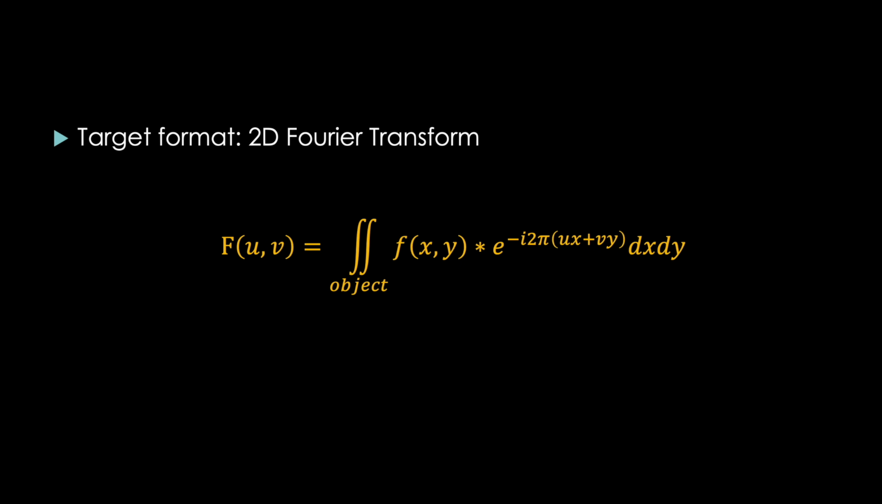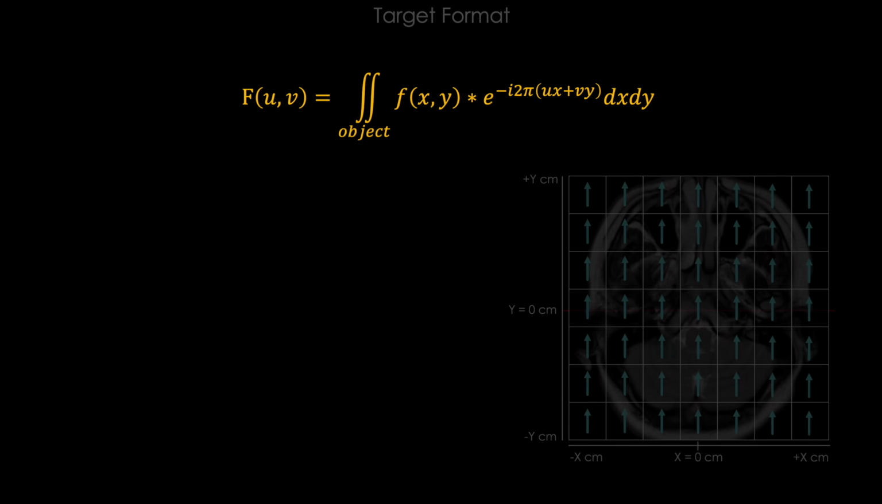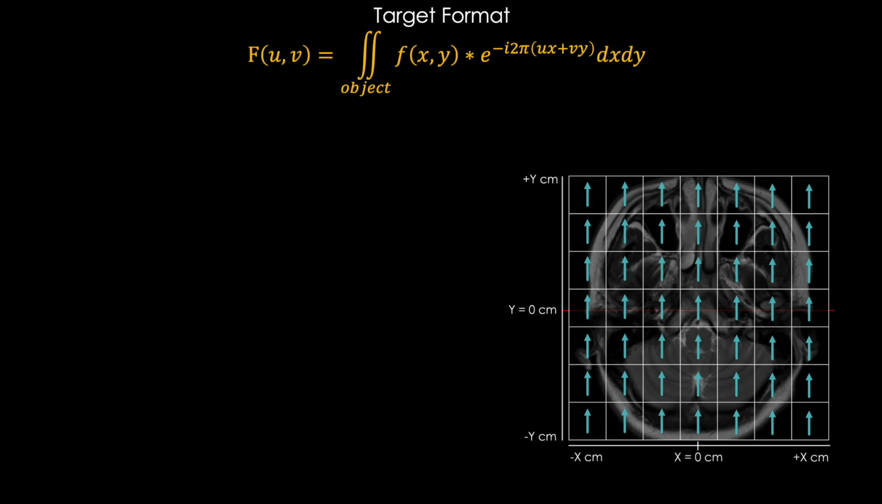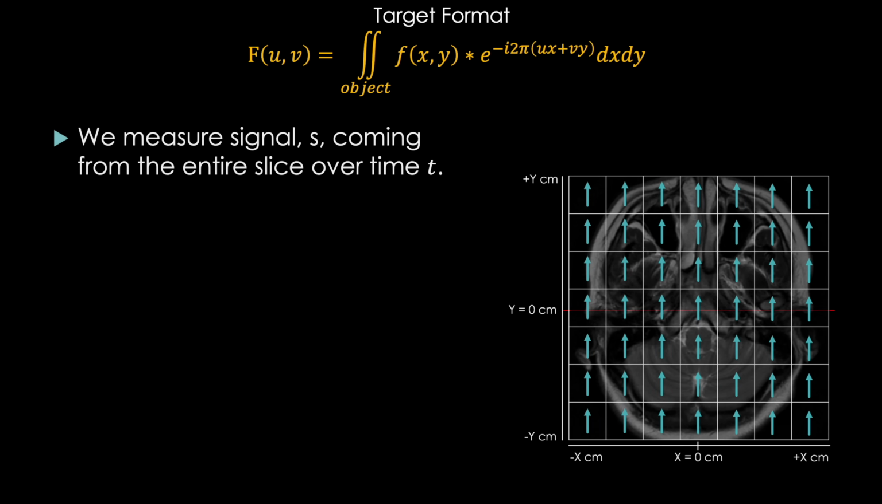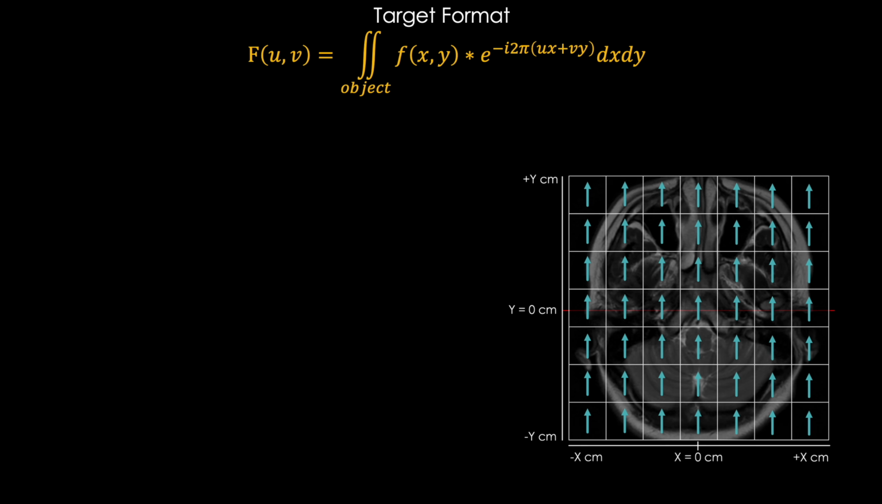To start, let's break down this whole process into the most basic relationship we know. No matter what we do in MRI imaging, at its core, what we measure is signal, S, coming from the entire slice over a time period, t. Signal as a function of time. So this brings about a critical question. What will our signal S of t depend on? What are the factors that determine our signal strength? In other words, where does this signal come from?